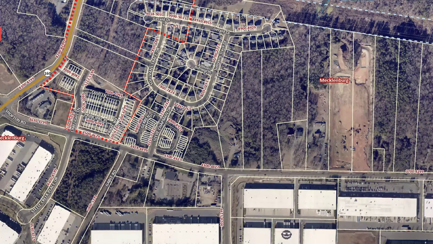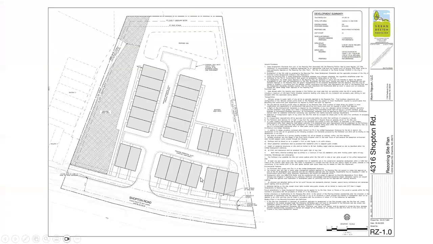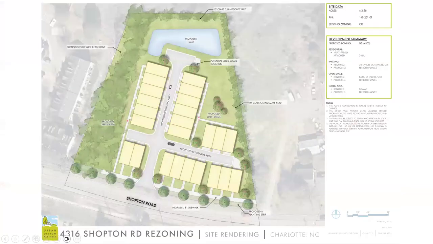It's about 1,000 linear feet along the front of Shopton Road. Now, my next question is, you said 24 units. Yes, ma'am.